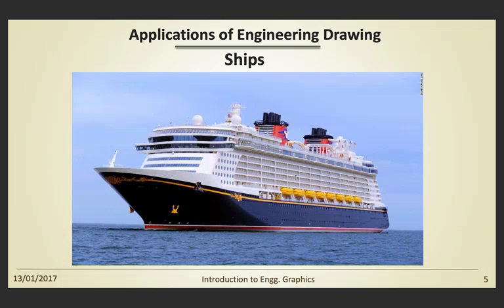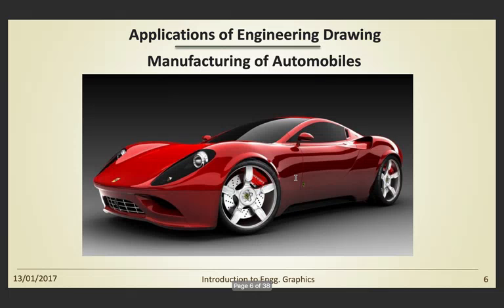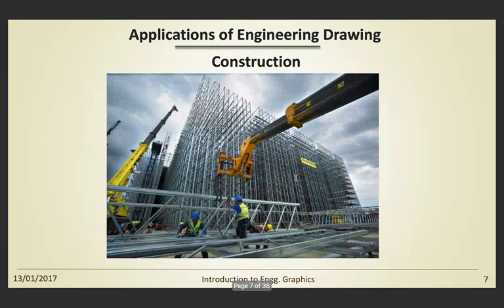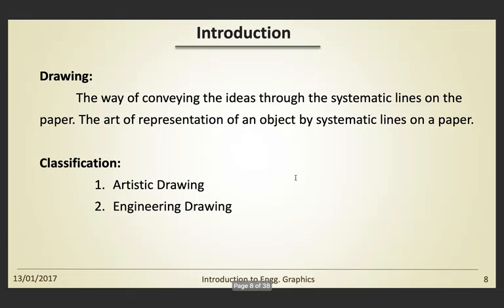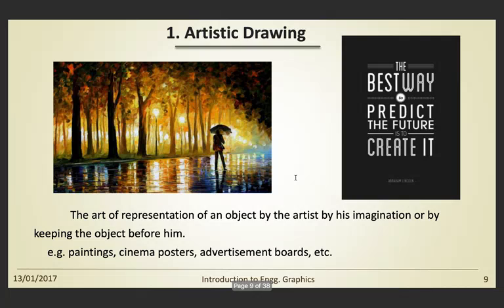Engineering drawing is even applied in the construction of ships, in the manufacturing of automobiles, in construction work. So the drawing, the way of conveying the ideas through the systematic lines on the paper, the art of representation of an object by the systematic lines on a paper. So the classification of drawing is artistic drawing and engineering drawing. So here we will be talking about engineering drawing.